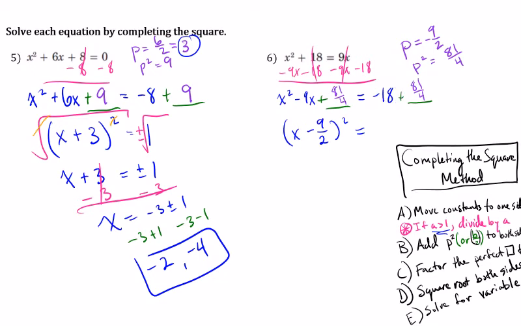If I combine these, you can do this on your calculator, in your head, or on paper, however you want. If I want a common denominator, I put 18 over 1 and multiply by 4 on top and bottom, so I get negative 72 over 4. Let me do this over here on the side: negative 72 over 4 plus 81 over 4. That comes out to 9 over 4. So I'm going to put 9 over 4 here.